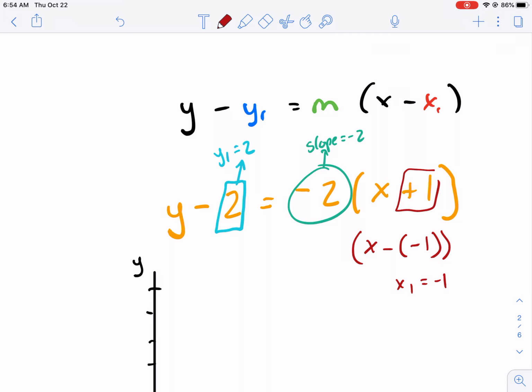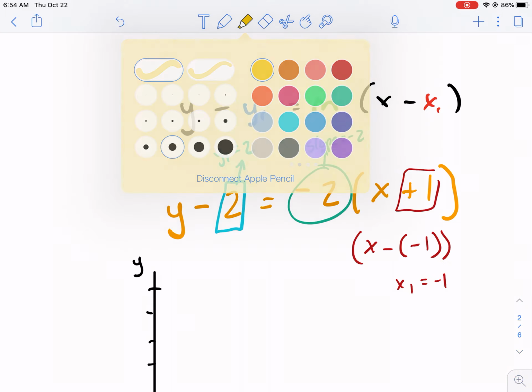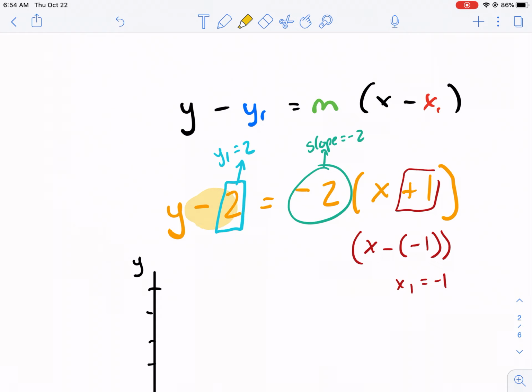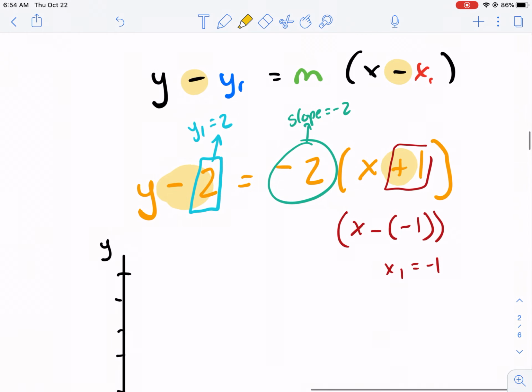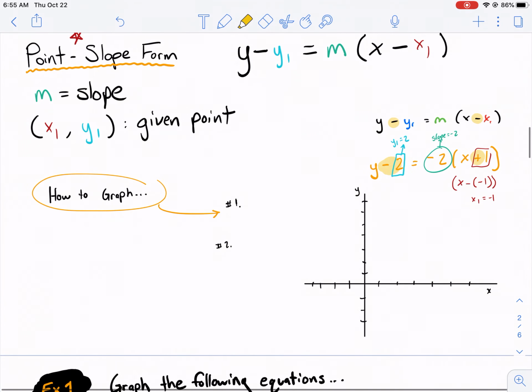A way to think of it is our x1 and y1 are the opposite of what's shown in the form. So if we see minus 2, we know it's a y1 equals 2. If we see x plus 1, we know it's the opposite. We know our x1 is negative 1. So it's a little tricky there. Because the general form contains the minus already, we have to account for that. All right. So now that we have our x1, y1, and our slope all set, we're essentially good to go.